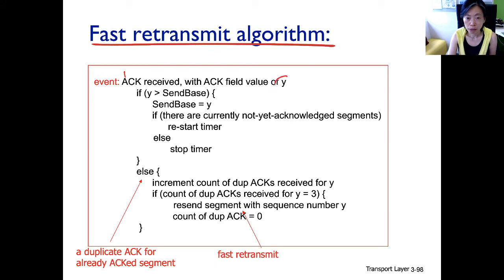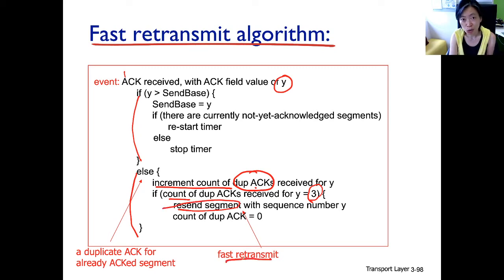Okay. First of all, we extract the sequence number in the ACK packet. And this is the case when the ACK packet is new. And this is the other case when the ACK packet is not new. So in here you see we increment the count of duplicate ACKs. Okay. For each duplicate ACK, we increment this by 1. When the count for duplicate ACKs is exactly 3, then we resend the segment. So this is fast retransmission of a lost packet. And then of course, drop the count back to 0.